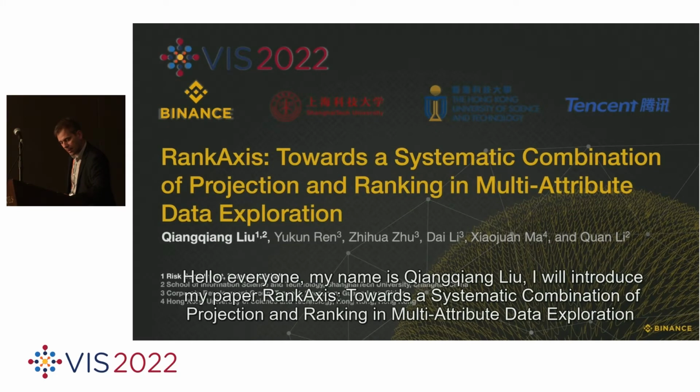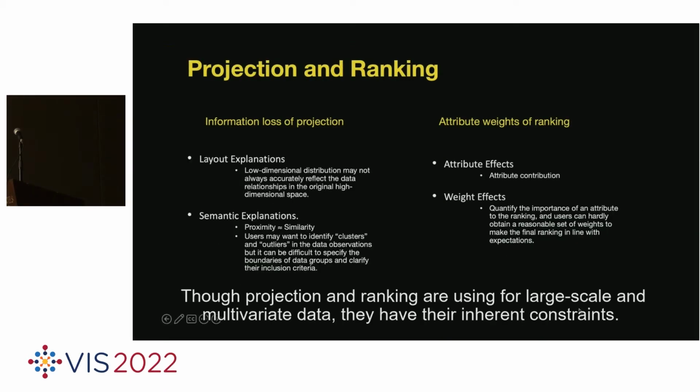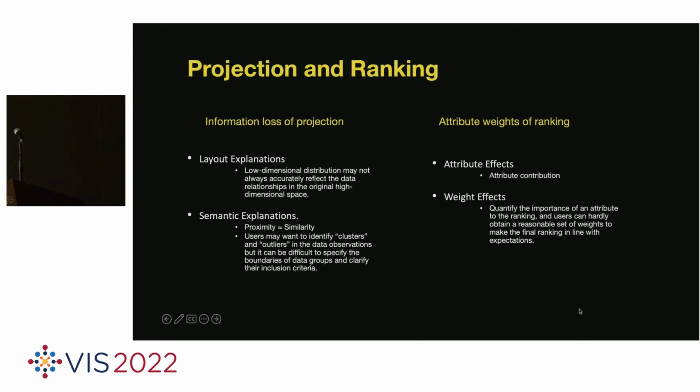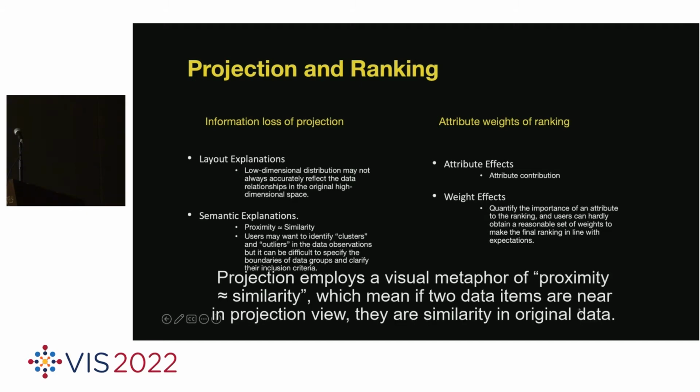Hello everyone, my name is Changcheng Liu. I will introduce my paper, RankAxis: Towards a Systematic Combination of Projection and Ranking in Multi-Attribute Data Exploration. Projection and ranking are used for large-scale and multivariate data, but they have inherent constraints. Projection employs a visual metaphor of proximity approximately equal to similarity, which means if two data items are near in the projection view, they are similar in the original data.